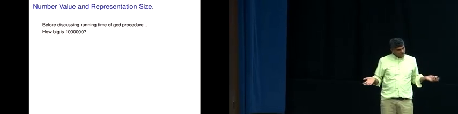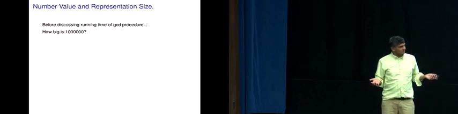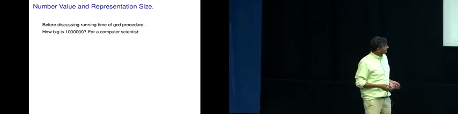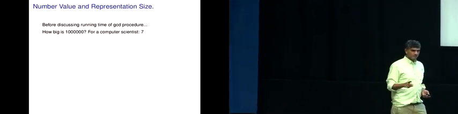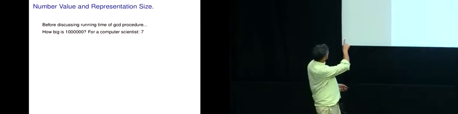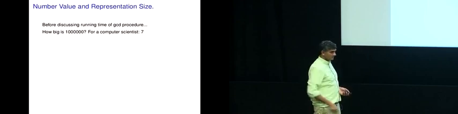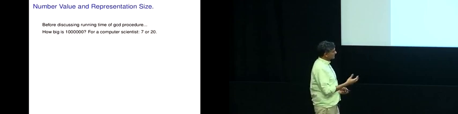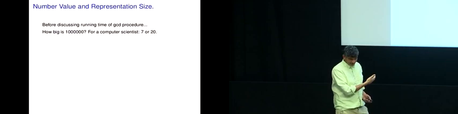What does that mean to you, 1 million? Well, for me, as a computer scientist, it means 7. Okay, because there's 7 digits in its representation. 1, 2, 3, 4, 5, 6, 7. Right? Or really maybe 20, because it's 20 bits in its representation.